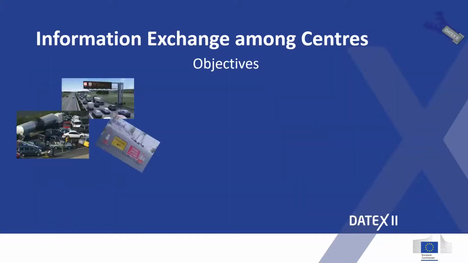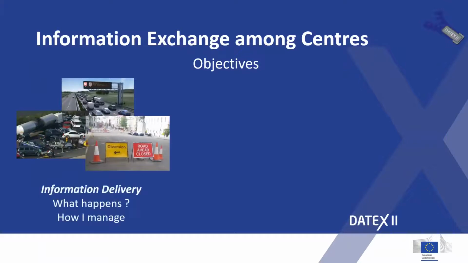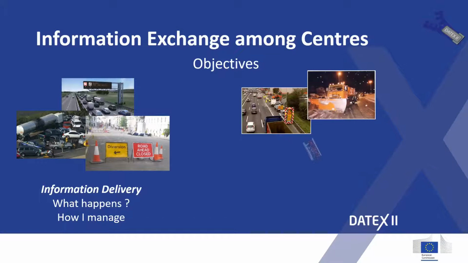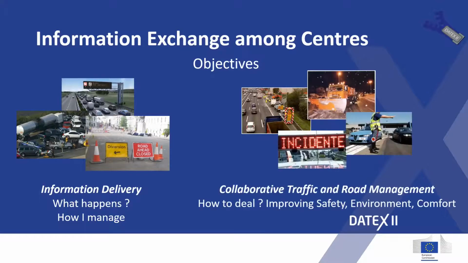The objective of the information exchange about sensors is information delivery. So share the information on the road which is currently active to inform the user, but mostly to share this among actors which operate on the road to implement collaborative traffic and road management. And this will deal with the exchange specification.